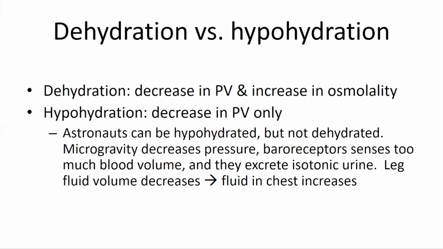hypohydration happens when we have fluid body shifts, so bed rest, when our venous return increases and our atria detects an increased pressure, which causes it to release ANP, or atrial natriuretic peptide, which then stimulates diuresis. So this process happens when we undergo bed rest, when we're sick, and also astronauts in microgravity are affected by this.